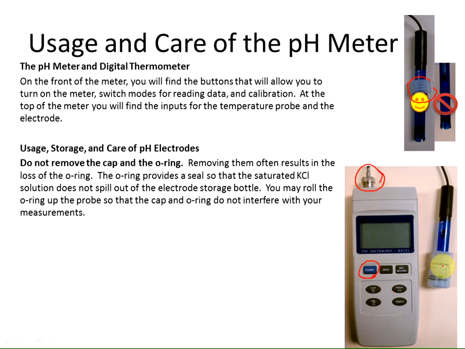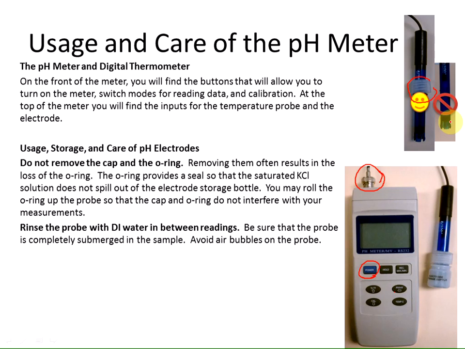But do not actually remove the O-ring and the cap, because that typically breaks off some of the fingers on the probe. Be sure to rinse the probe with DI water in between readings. And remember, this is the spring-loaded handle in the back of the lab where you can find the deionized water. And to get an accurate measurement, you need to be sure that the probe is completely submerged in the sample, and you need to avoid air bubbles on the probe.